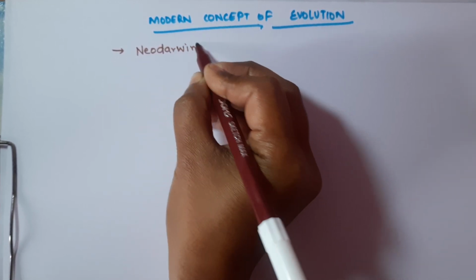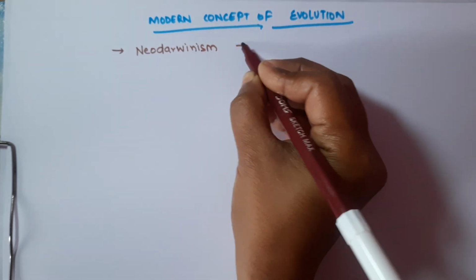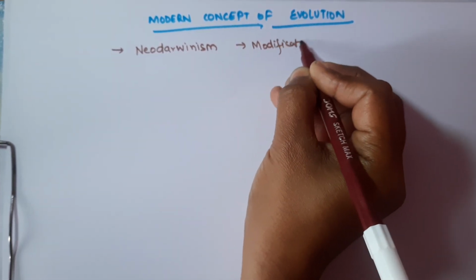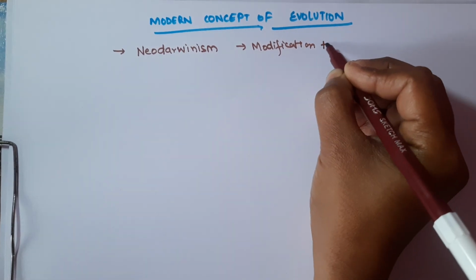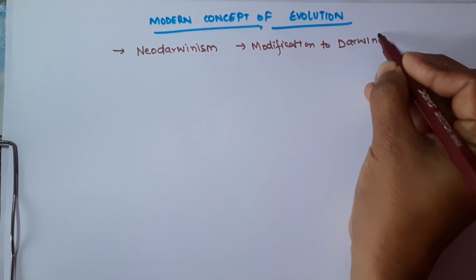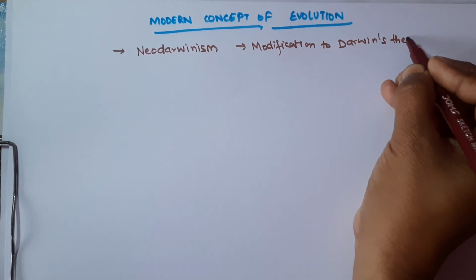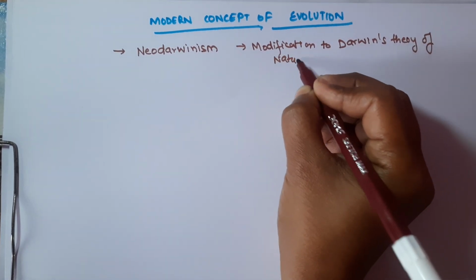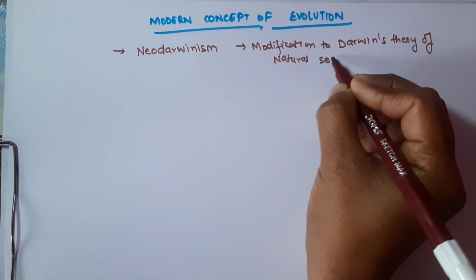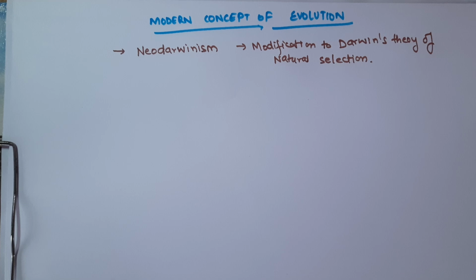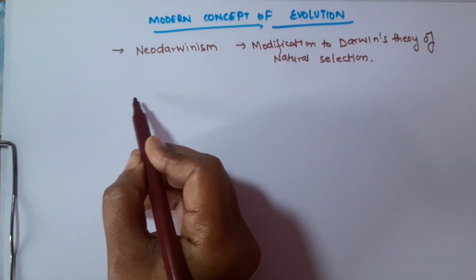Neo-Darwinism is a modification to Darwin's theory of natural selection. So basically, that is the modern concept of evolution.